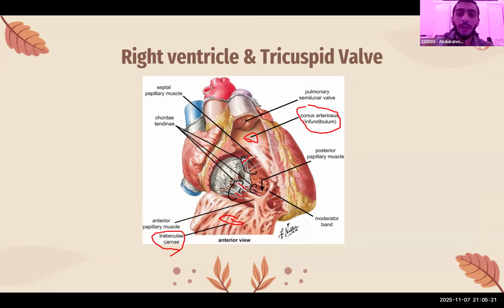Now, another important part in valve anatomy, basically, you have a cusp, which is right here, the opening, a cusp of the valve.